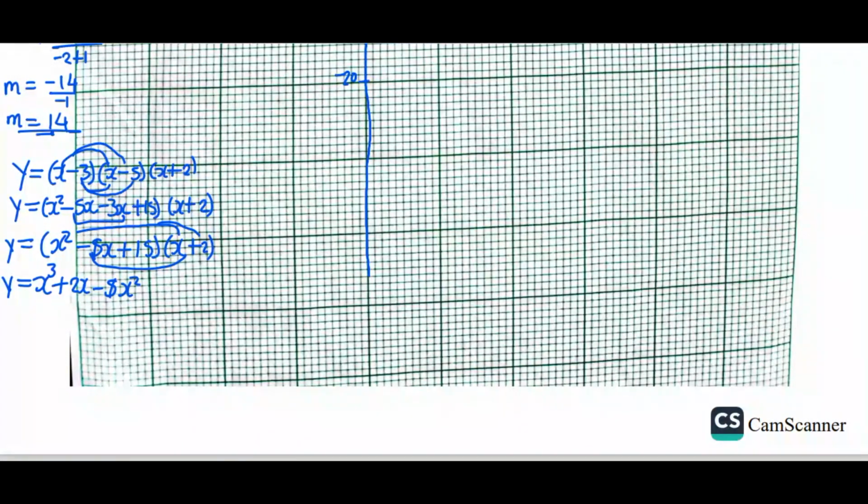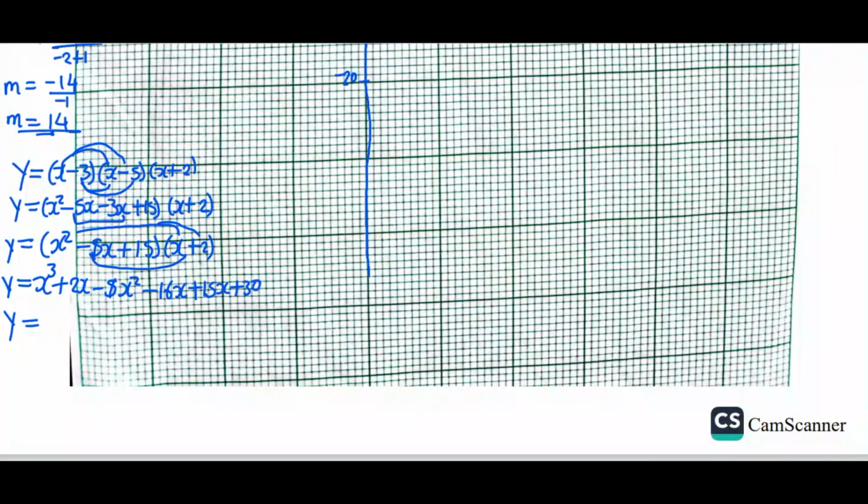Then x times 2 will give us -16x. We go to 15. 15 times x will give us positive 15x. 15 times 2 will give us 30.